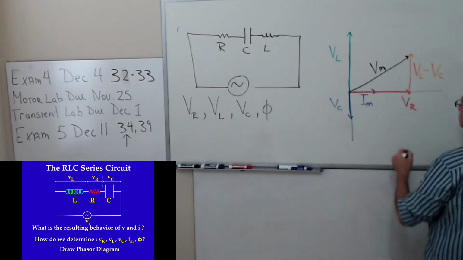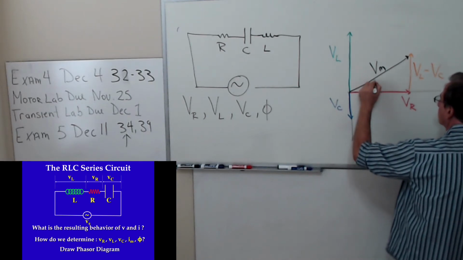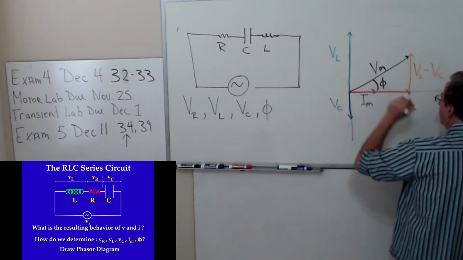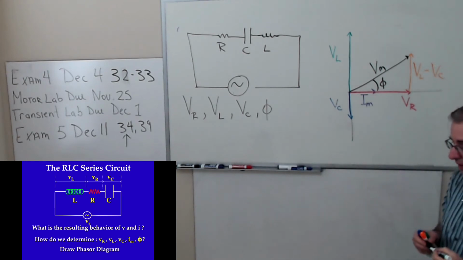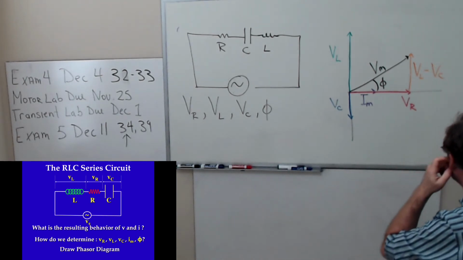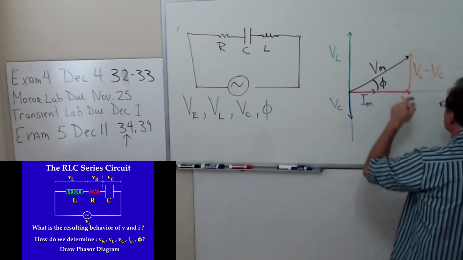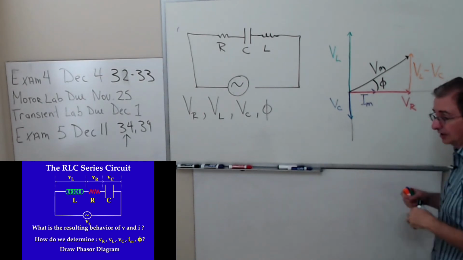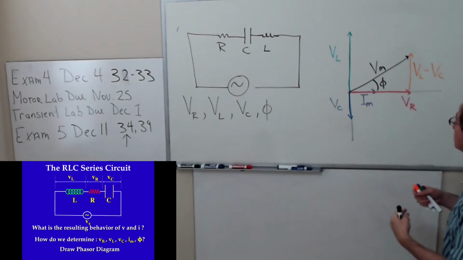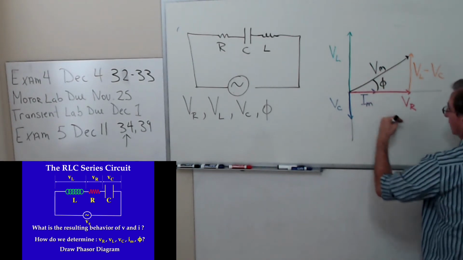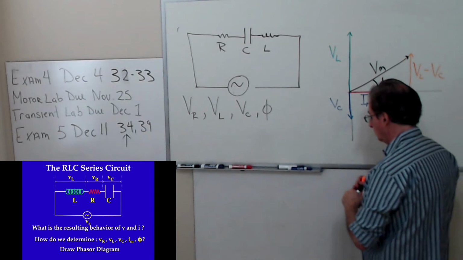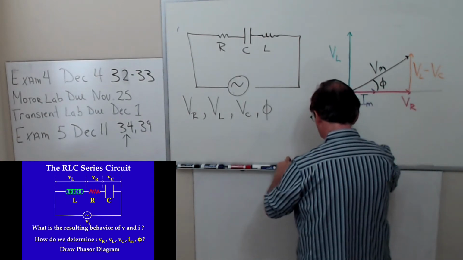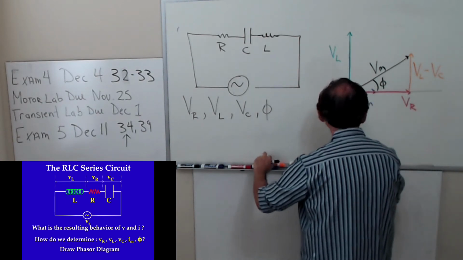And then the phase shift between the power supply voltage and the current is phi. And in this particular drawing, the voltage leads the current because V sub L is bigger than V sub C. If I made V sub C bigger than V sub L, then this thing would be pointing down in this quadrant. Is everyone clear on this?